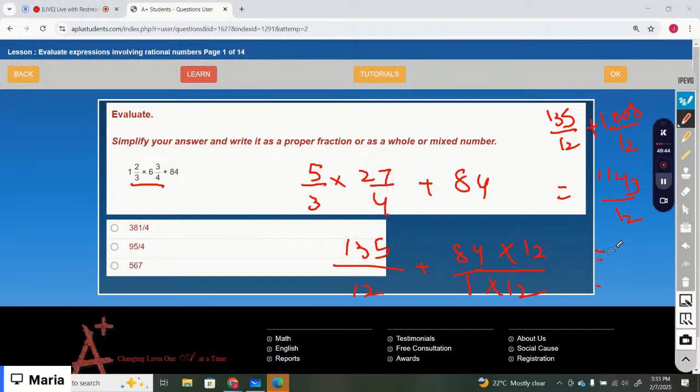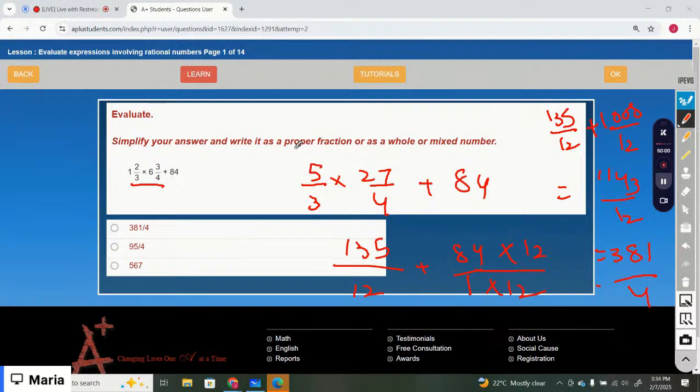Let's just divide them by 3, so that is 381 over 4. Option number 1 is the correct option, that is 381 over 4. So what you have to do, you have to convert them into improper fractions first.